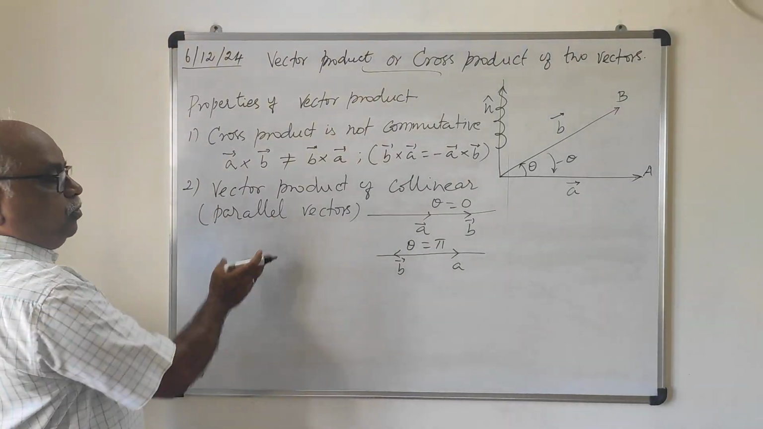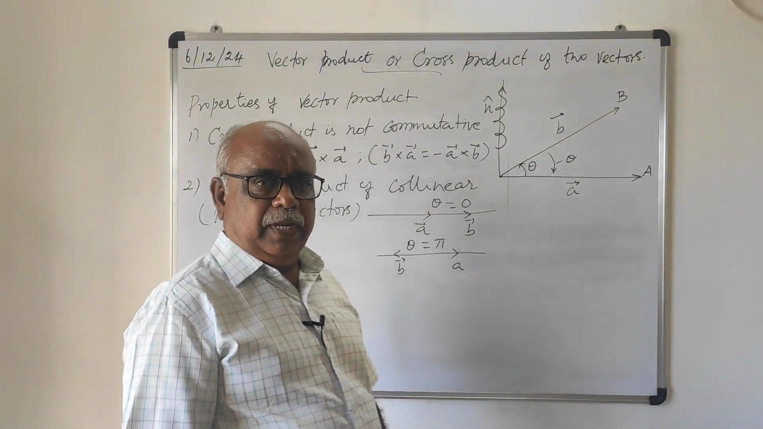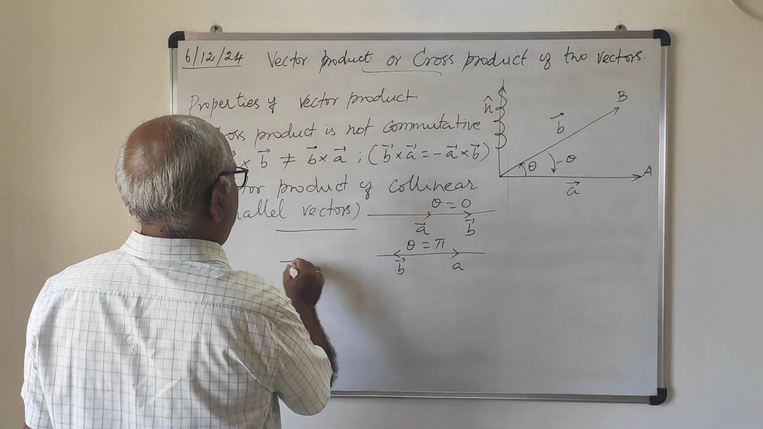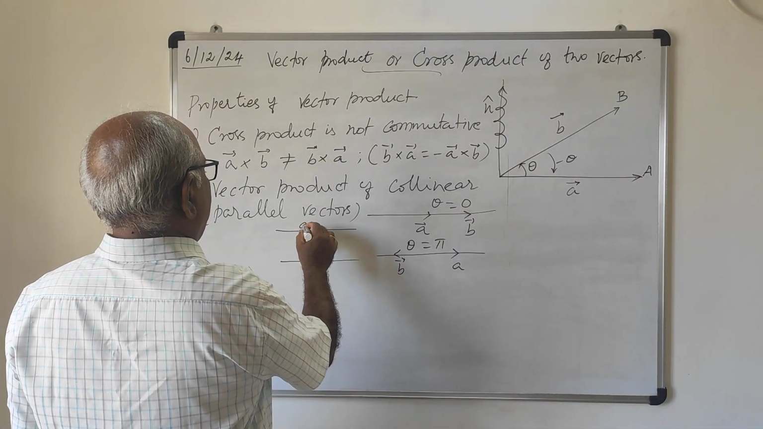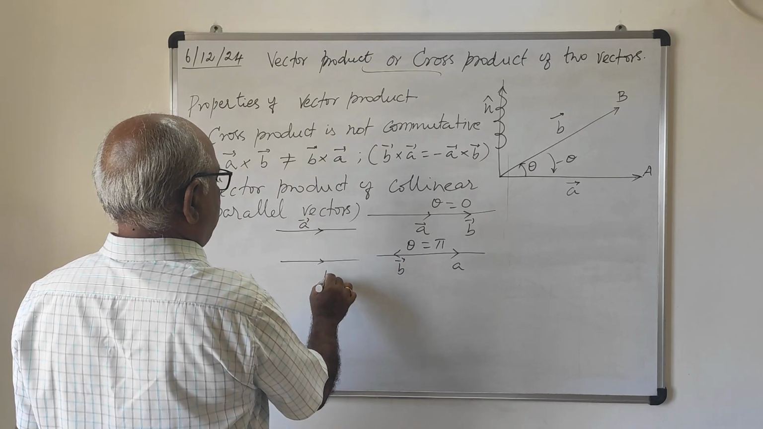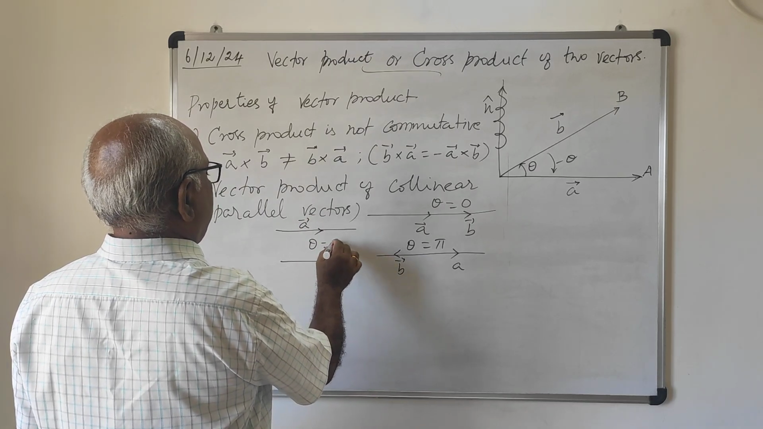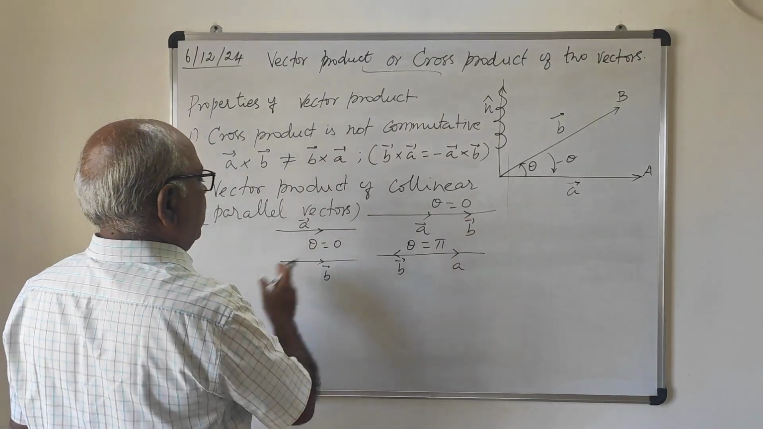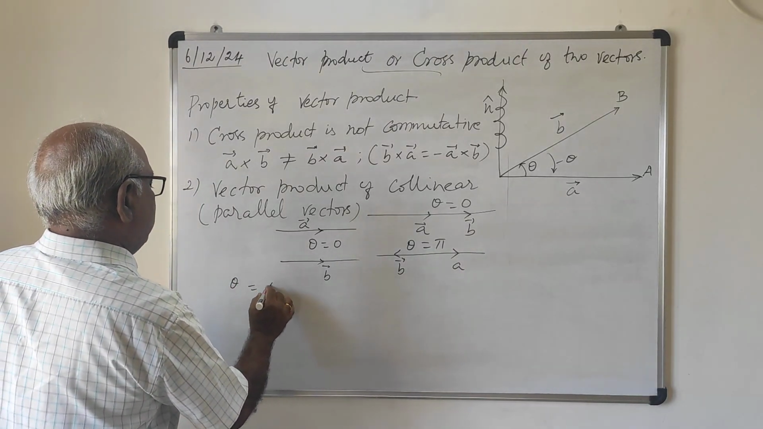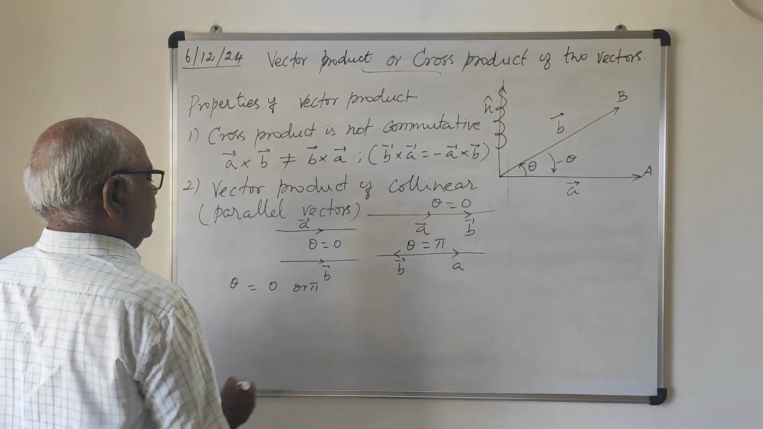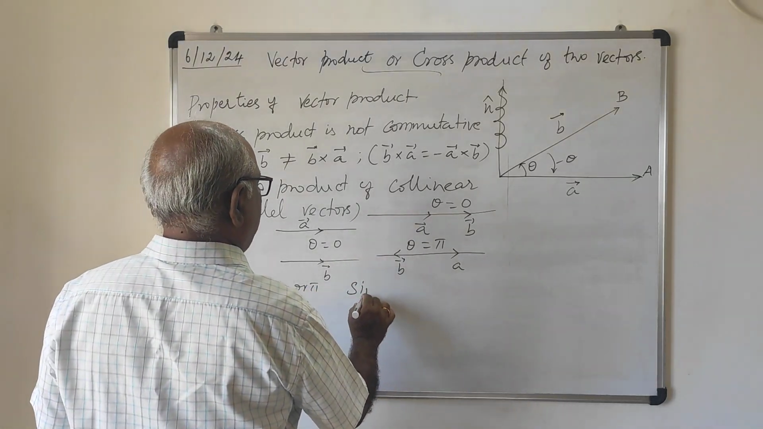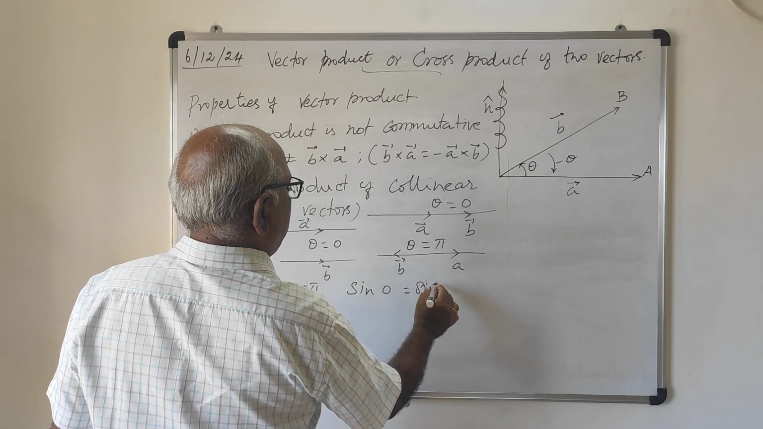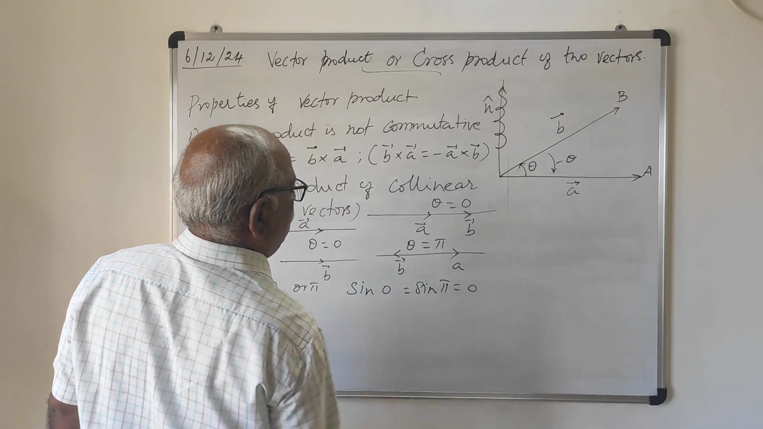Collinear, parallel is also, if the two vectors are parallel, there is no angle between the vectors A and B. In this case also theta is 0. If the two vectors are collinear or parallel, theta is 0 or pi. In this case, sin 0 equals sin pi equals 0.